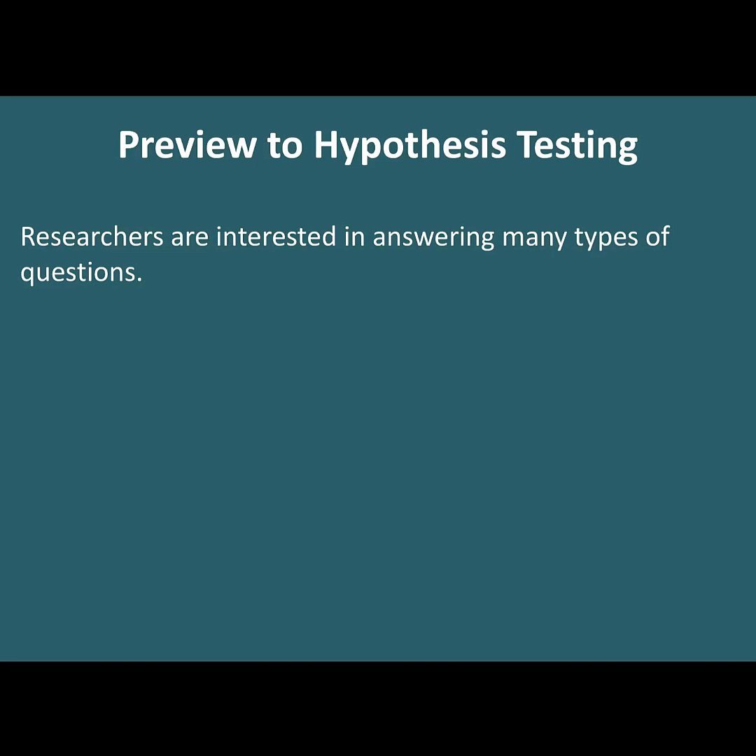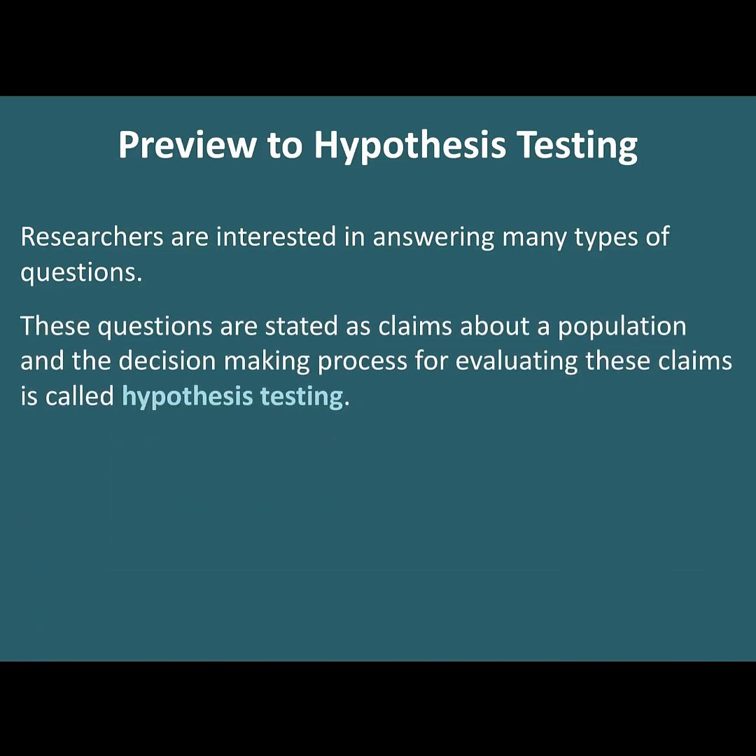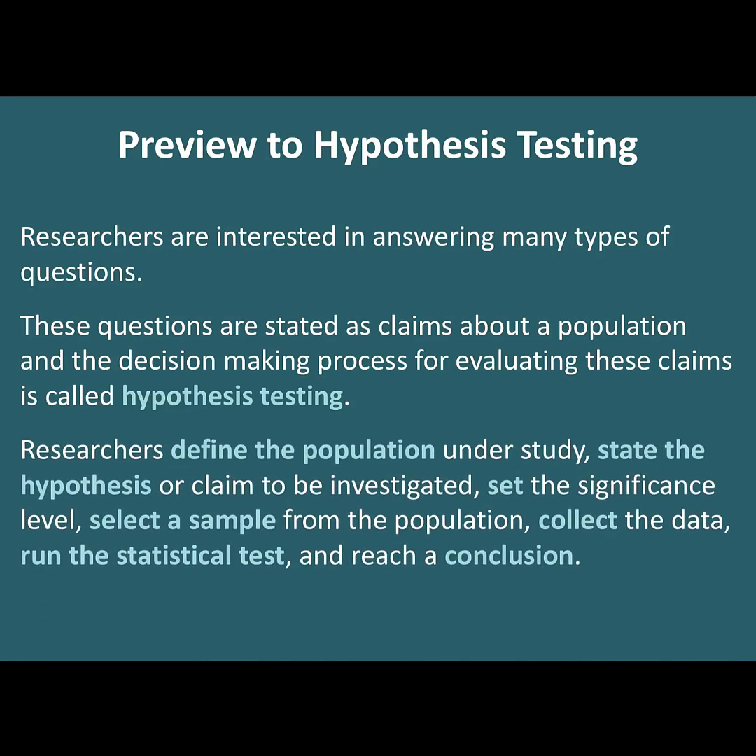First, let's look at a preview to hypothesis testing. Researchers are interested in answering many types of questions. These questions are stated as claims about a population, and the decision-making process for evaluating these claims is called hypothesis testing. Researchers define the population under study, state the hypothesis or claim to be investigated, set the significance level, select a sample from the population, collect the data, run the statistical test, and reach a conclusion.